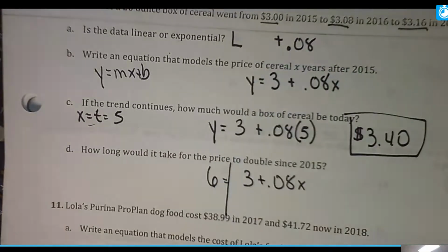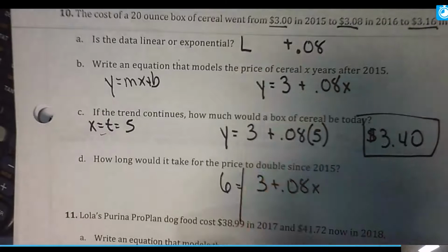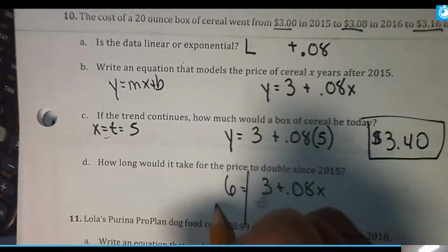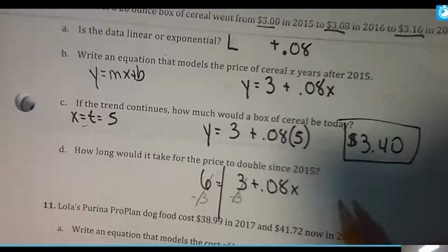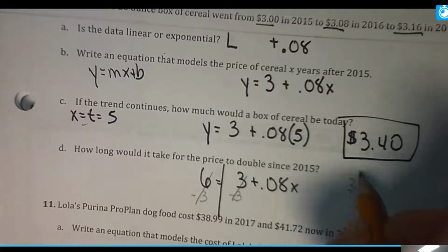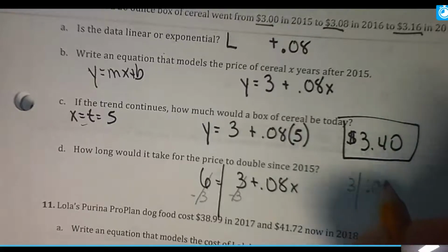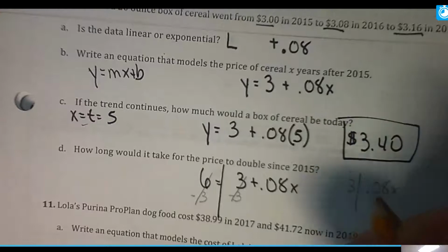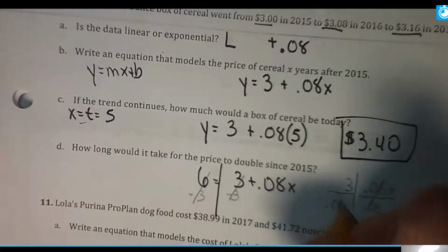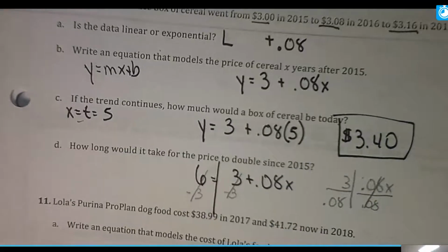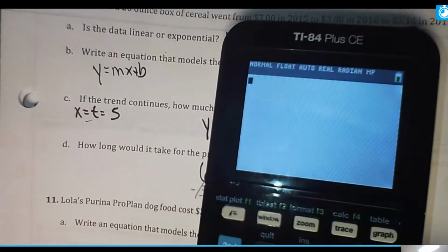So I'm going to draw my wall, and I'm going to start to get X alone. So the first thing I'm going to do is subtract 3. Subtract 3. I don't have a lot of room. So I have 3 on the left side of the wall and 0.08x on the right side. To get rid of the 0.08, since it's multiplying, I'll divide. And I need to go to my calculator and type 3 divided by 0.08.